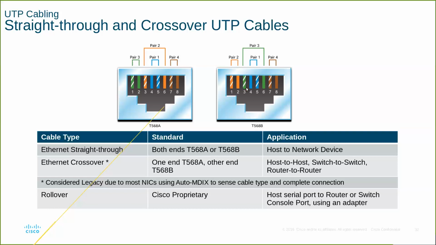If you are terminating a cable with T568B, first you choose white orange, orange, white green, blue, white blue, green, and then white brown and brown. So that is T568B. If you are using the A, you start with white orange, orange, white green, blue, white blue, green, white brown, and brown.